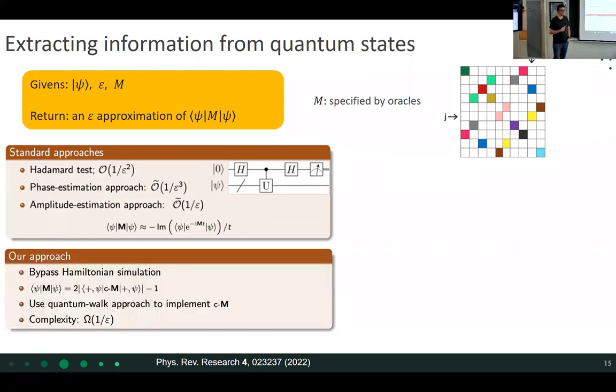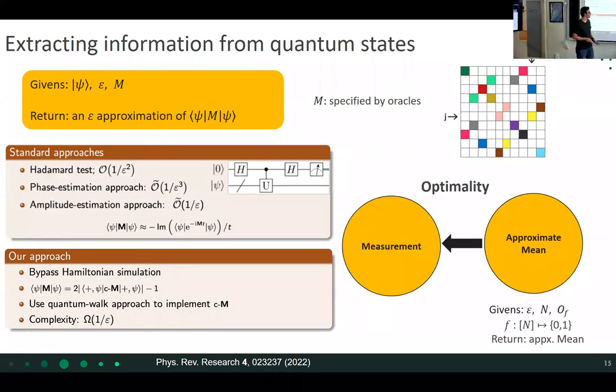What we do is bypass the Hamiltonian simulations and construct a way to calculate the expectation value by calculating amplitude. And the complexity is exactly linear with respect to 1 over epsilon. This is the Heisenberg limit, which applies for general observables. Based on the Heisenberg limit, you cannot go sublinear. The way that we prove the optimality of the algorithm mathematically is by reducing the approximate mean problem to the measurement problem. The first problem is proven to be optimal with respect to the error epsilon.